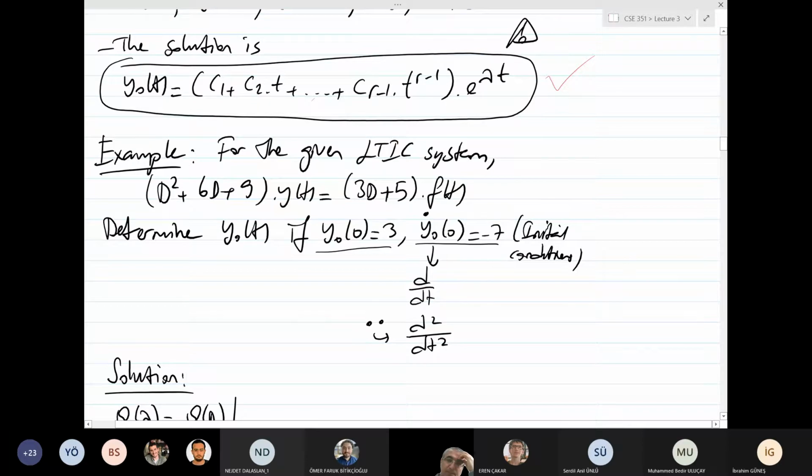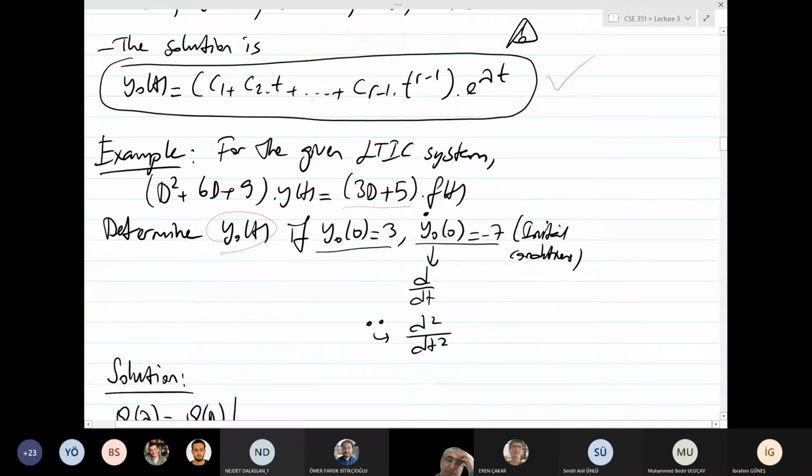Okay, let's have an example. I'm giving you an LTIC system which has a system equation of (D squared plus 6D plus 9) y of t is equal to (3D plus 5) f of t. So the question is to determine y0 of t, which is the zero input response, under what condition? When the initial conditions are this and this.